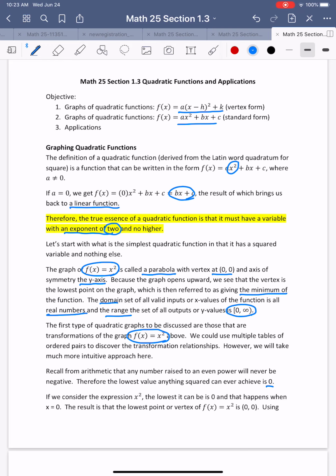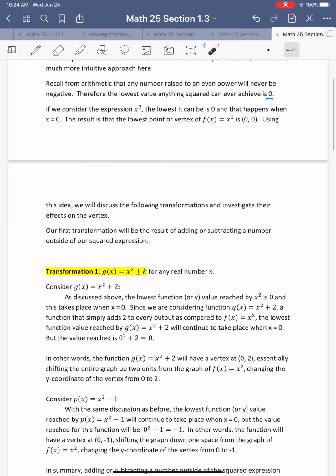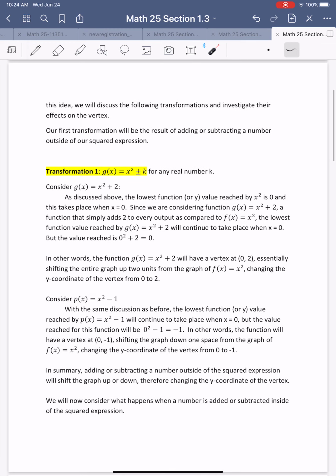So if we consider the expression x squared, the lowest it can be is 0, and that happens when x equals 0. The result is that the lowest point, or vertex, is going to be (0, 0). So that's a minimum. Using this idea, we will discuss the following transformations and investigate their effects on the vertex. Our first transformation is adding and subtracting a number outside of the squared expression. That means we keep the x squared, but we add some number next to it, for example x squared plus 2. So we are adding 2 to f of x equals x squared.